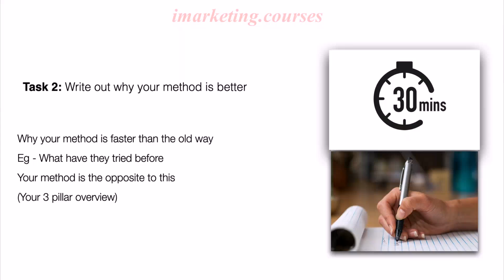Okay? So write out why your method is better, why your method is faster than the old way, e.g. what have they tried before? Your method is the opposite to this. This is your 3-pillar overview. Now, if you're worried about the 3 pillars, do not worry. I got you. That is our next module, helping you to do that specifically. But just do the best you can. Get this done. Don't mess around. All right? Time is always going away. All you have now is now. So let's go. Let's get it done.